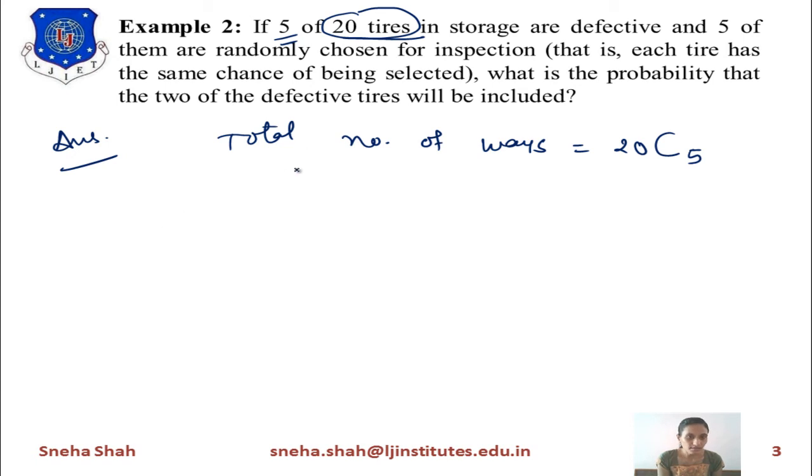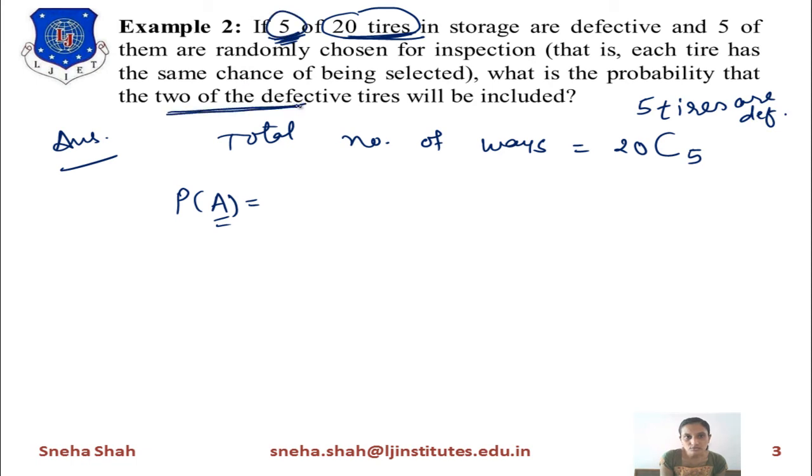So if we find the probability of A, what is A? A means the event in which we are selecting defective tires. From 20 tires, 5 tires are defective, right? From these 5 defective tires, we have to select 2 different defective tires.